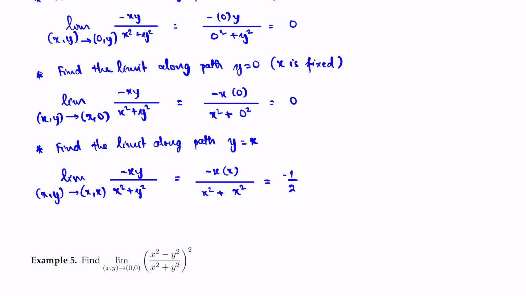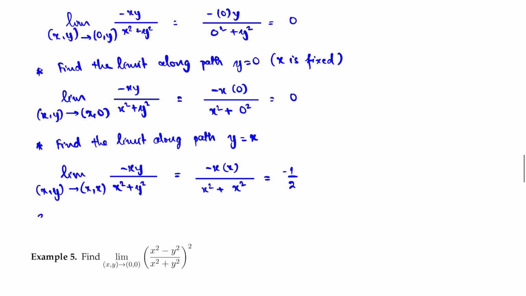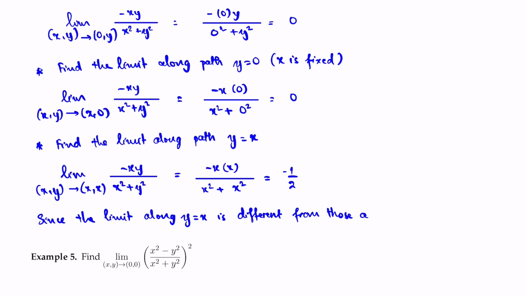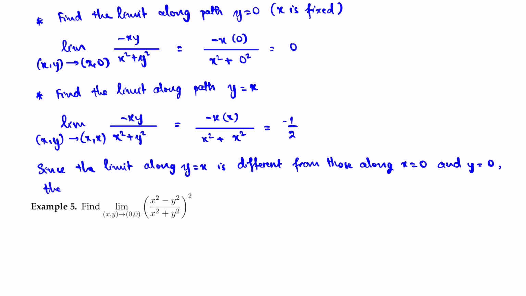Since the limit along the path y equal to x is different from those along x equal to 0 and y equal to 0, you can conclude that the limit does not exist.